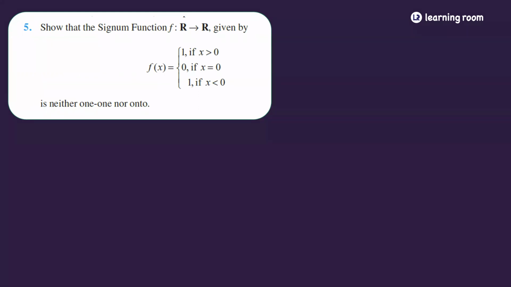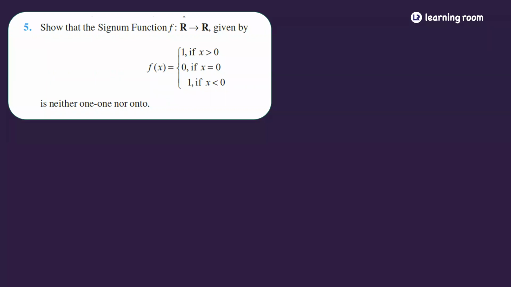So can you tell me what is the answer for this? Show that the signum function f from R to R given by f of x is equal to 1 if x is greater than 0, 0 if x is equal to 0, and -1 if x is less than 0, is neither one-one nor onto. See, the signum function's definition is already given here. It's a many-to-one function.